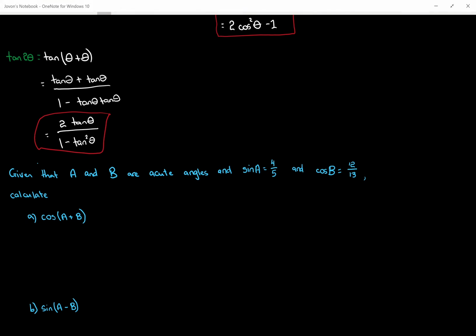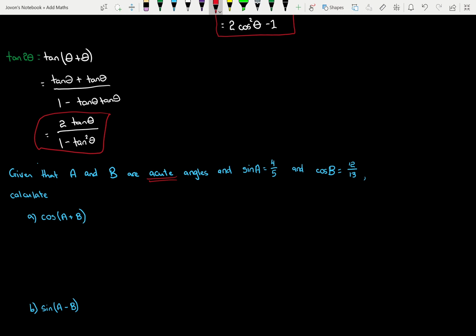Okay, so given that A and B are acute angles, now this is important here that they are acute angles. You will understand why in the next video actually, why it must be acute angles, because if they are not acute angles, you would actually get different results and so on, right? And it takes a little more effort in finding the answer. Okay, given that A and B are acute angles and sine A is equal to 4 over 5 and cosine B is equal to 12 over 13, calculate. And normally questions like these, they normally say calculate without using a calculator.